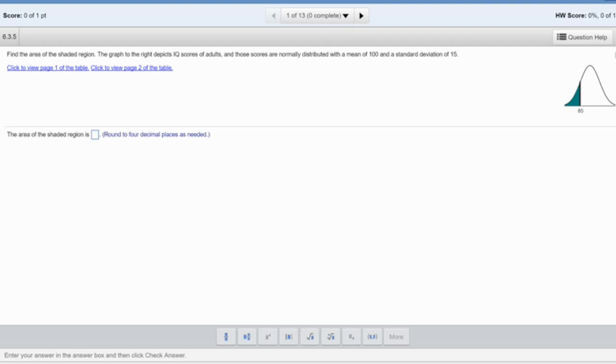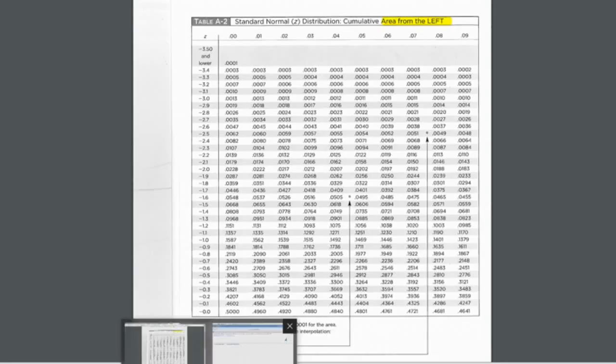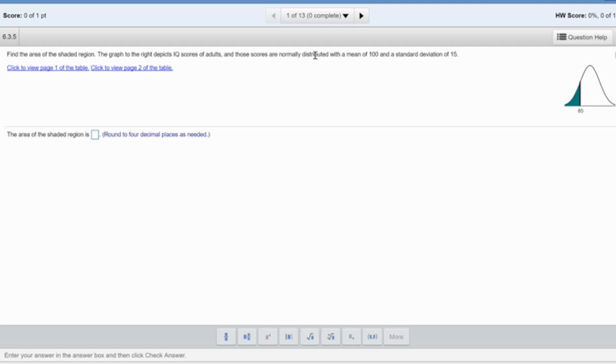Here it says that the graph to the right indicates IQ scores of adults and those scores are normally distributed. It is not standard normal, so we cannot use this table straight away. Let's continue to read it. Normally distributed with mean 100 and the standard deviation of 15. So we have to find out the shaded region. Basically this area equals the probability that the IQ score is less than 85.